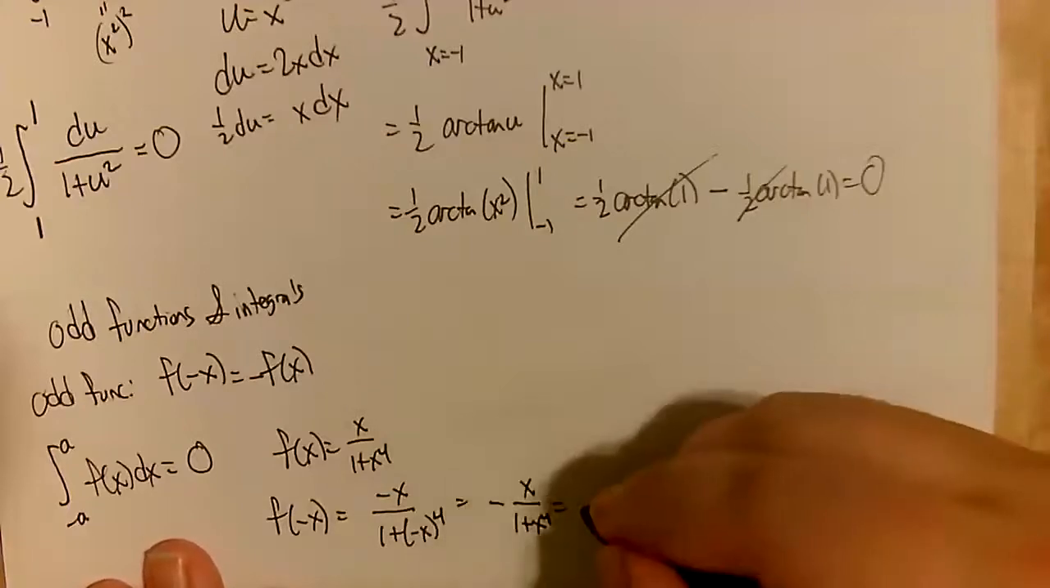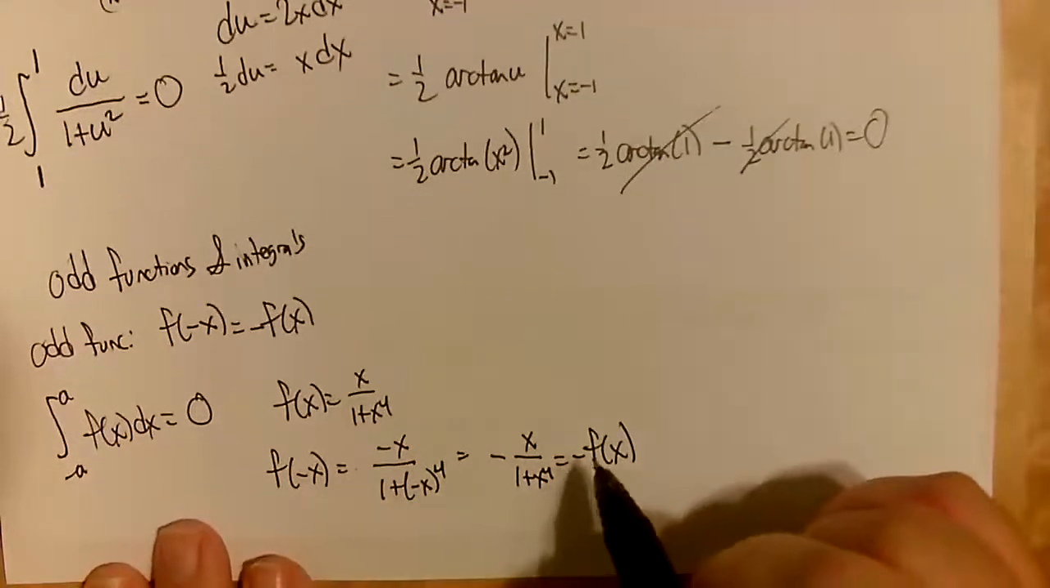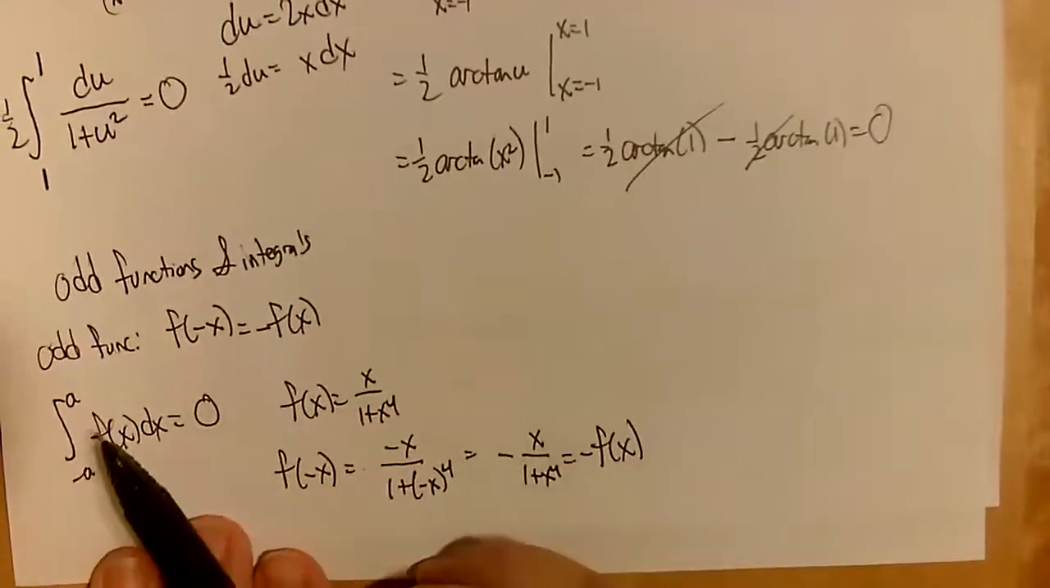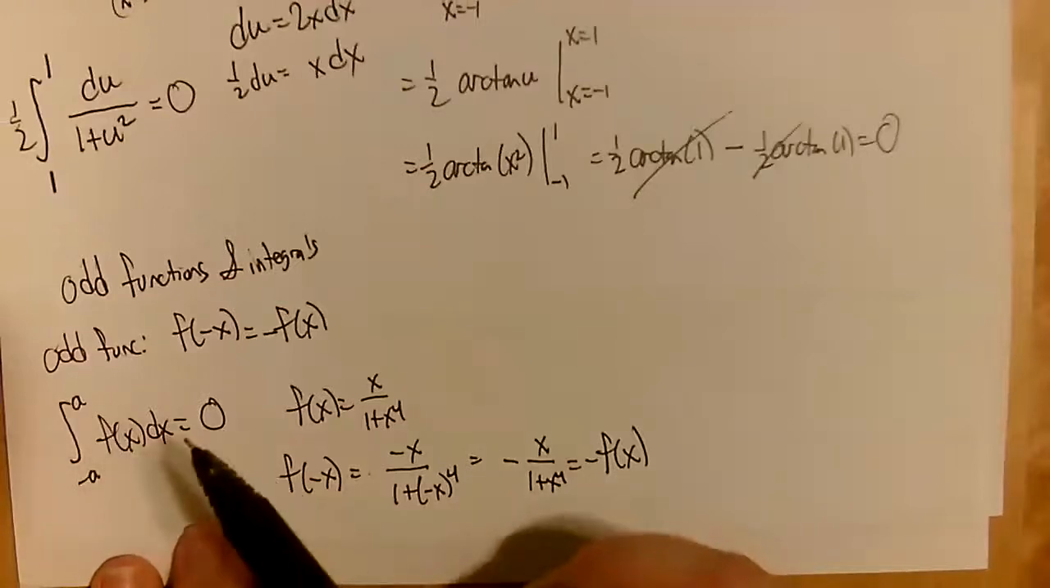But then this is none other than negative f of x. So this is why that function was an odd function. And because it's an odd function, integrated along a symmetric interval, we're going to end up getting 0 for that.